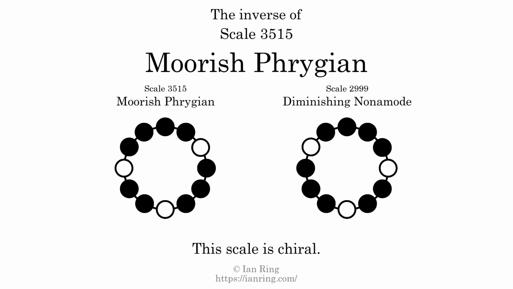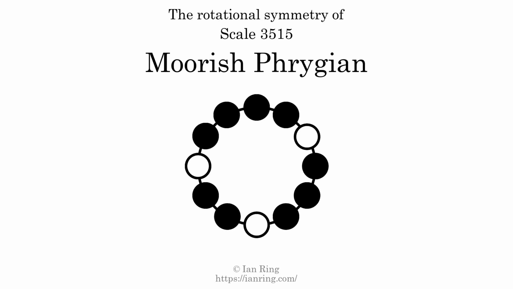The inverse of a scale is a mirror image. It is what you get when the sequence of intervals is reversed. The inverse of this scale is scale 2999, also known as diminishing monomode. This scale is chiral. It cannot transform into its inverse by rotational transformation. This scale has no rotational symmetry.